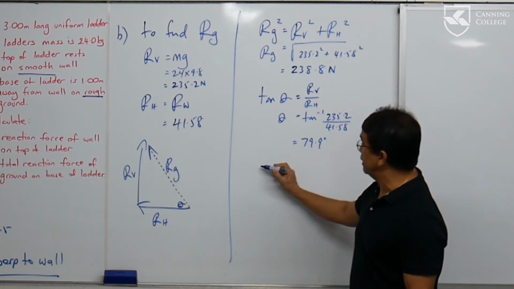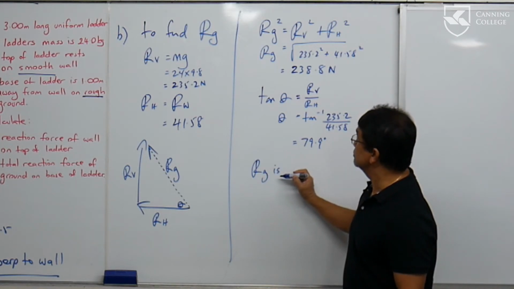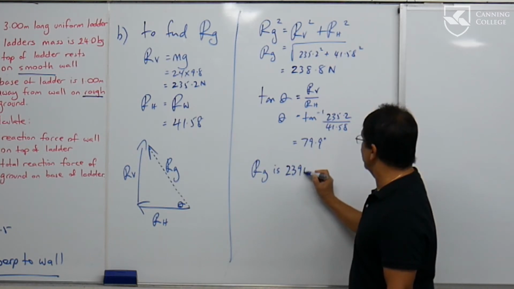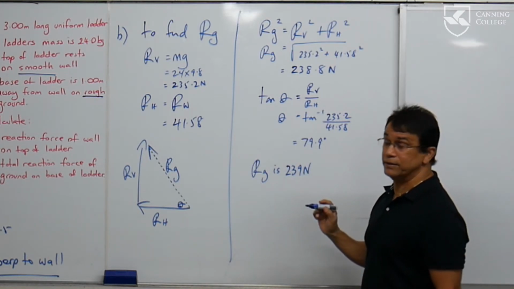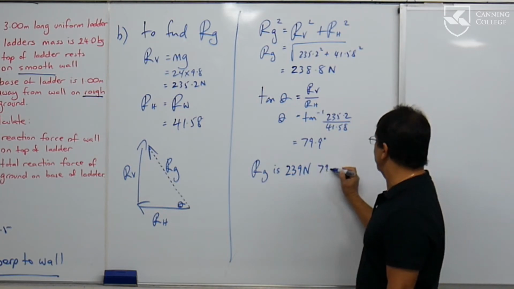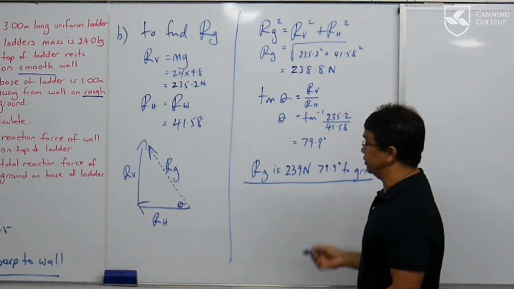Final answer is going to be RG is 239 newtons. I'm going to round to three significant figures. 79.9 degrees to the ground. And I'm going to underline that as I always do.